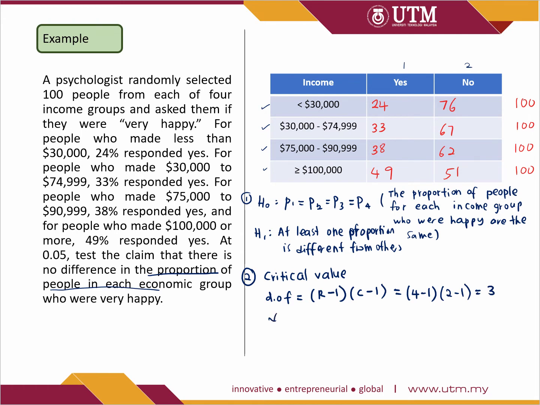And then the significance level for this problem is we want to test at 0.05. So the critical value for 0.05 with 3 degrees of freedom would be 7.815. So this is our critical value. Next, we want to find the test value.